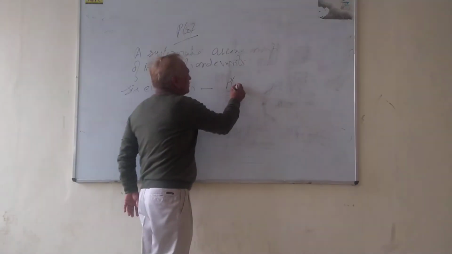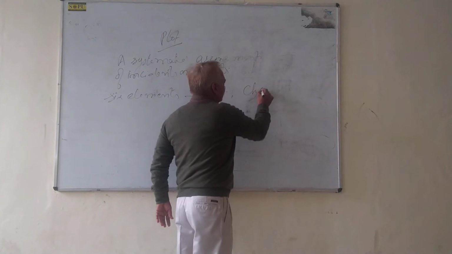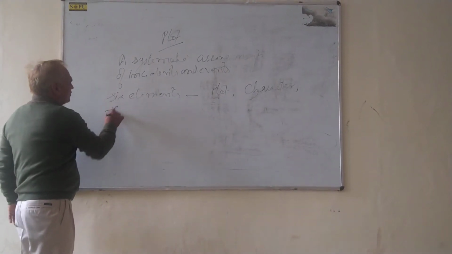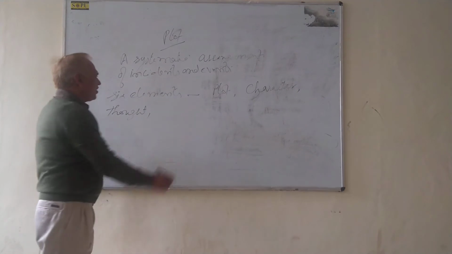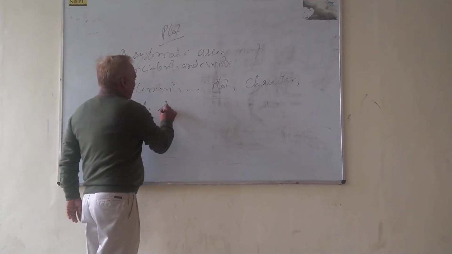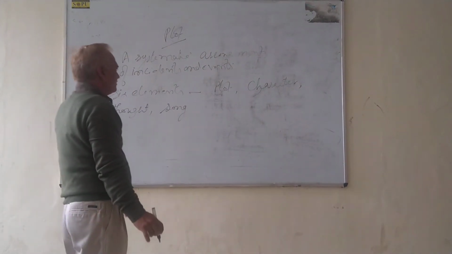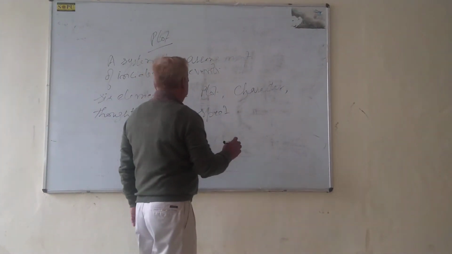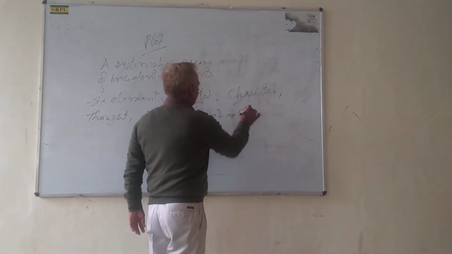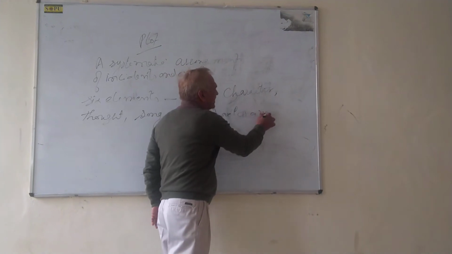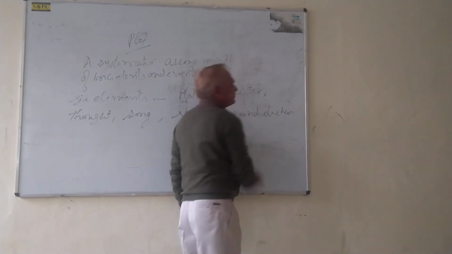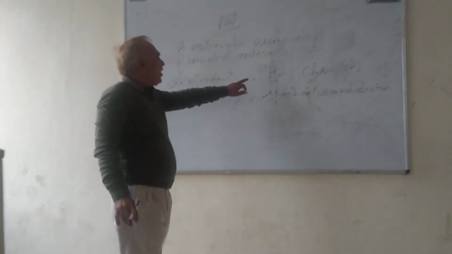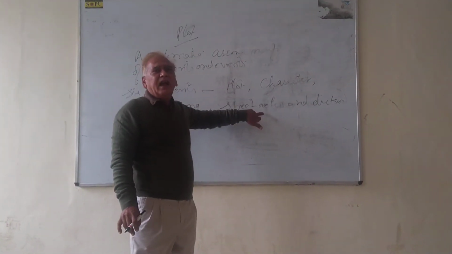First one is plot. Second one is character. Third one is thought. Fourth one is song. Fifth one is spectacles. And sixth one is diction. There are 6 elements, and Aristotle says plot stands above all these elements.